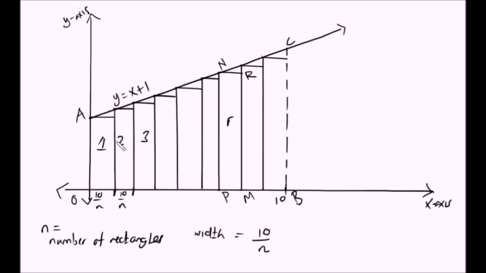So now look, tuendelee sasa kuzichambua hizi rectangles zetu. So the first strip ya hii rectangle ya kwanza upo at x equals to 0. You can see here. Okay?